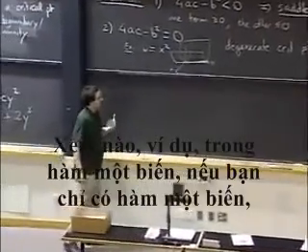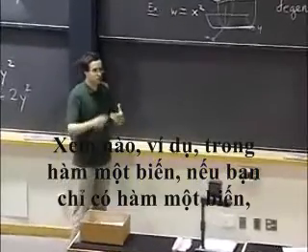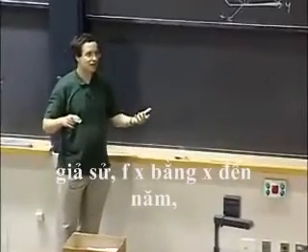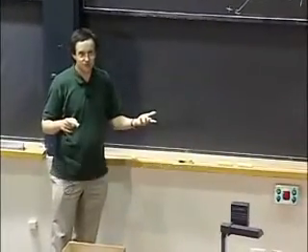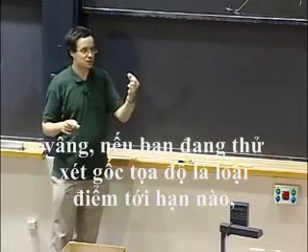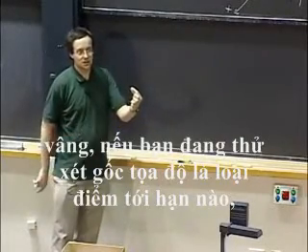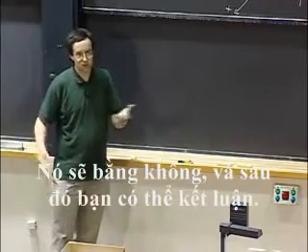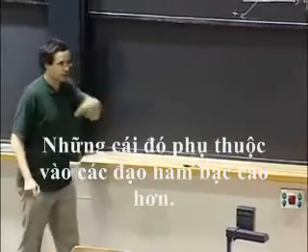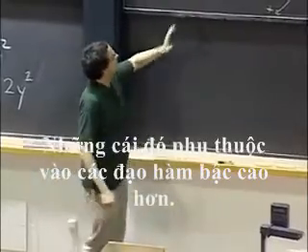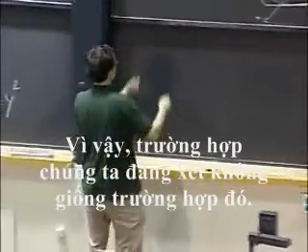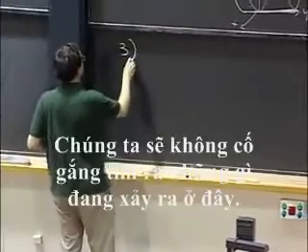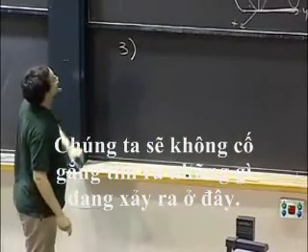See, for example, in a function of one variable, say f of x equals x to the 5, if you try to decide what type of point the origin is, you're going to take the second derivative, it will be 0, and then you can't conclude, because things depend on higher order derivatives. So we just won't try to figure out what's going on in that case.